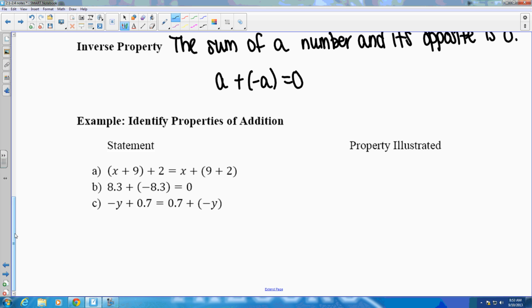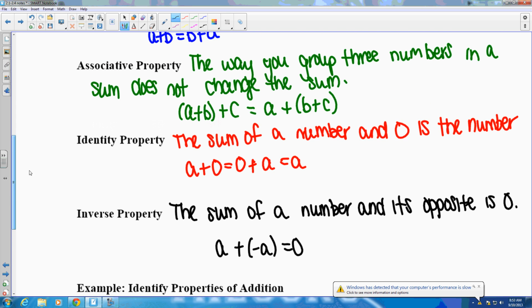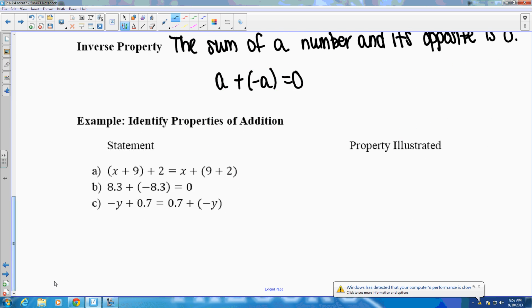Now we're trying to figure out which properties are illustrated in these statements. If we have x plus 9 in parentheses and we're adding 2, and that's equivalent to x plus the sum of 9 plus 2, which property are we using? We can go back and reference, that's perfectly fine. It looks like we're using the associative property.